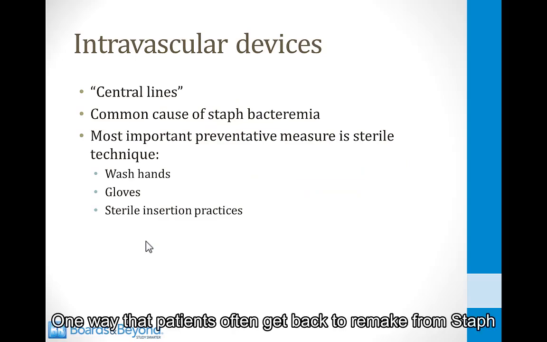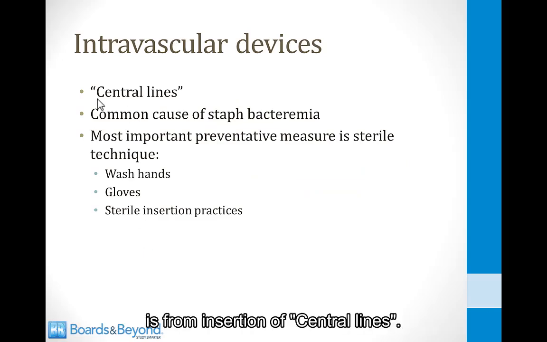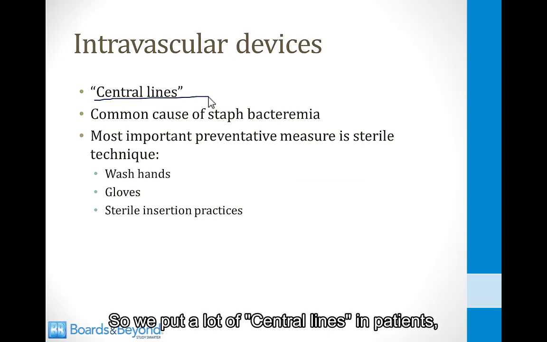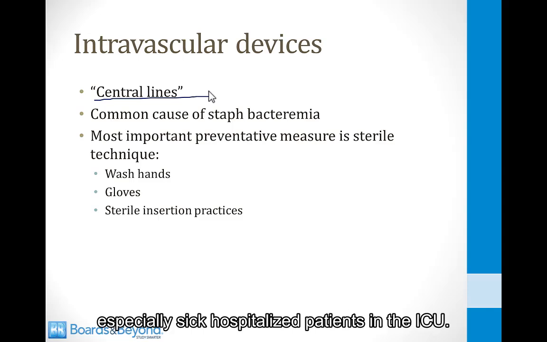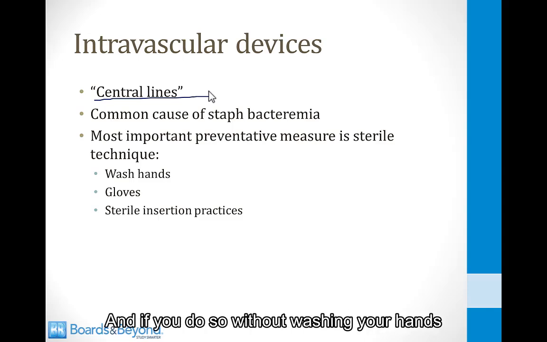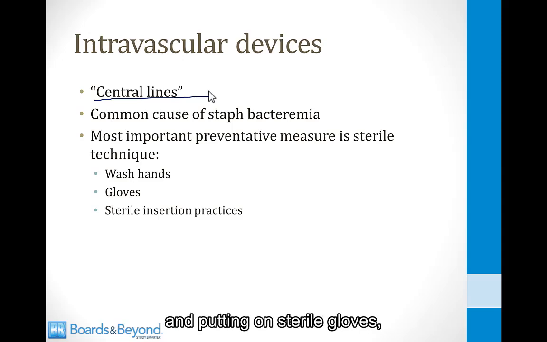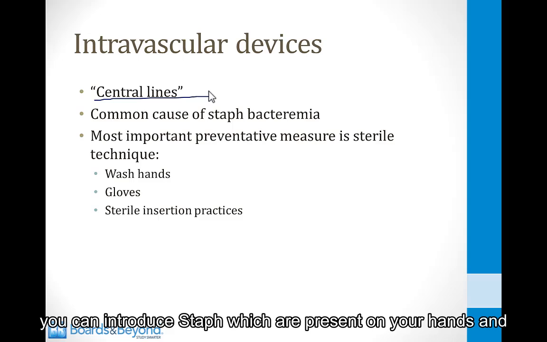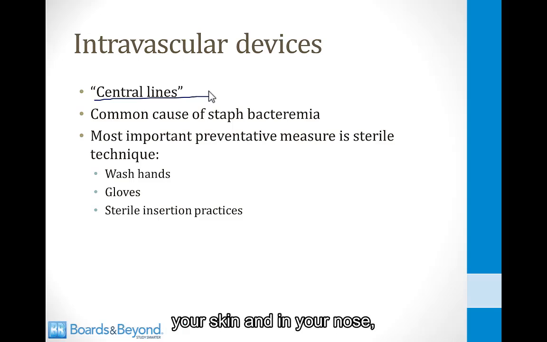One way that patients often get bacteremic from staph is from insertion of central lines. So we put a lot of central lines in patients, especially sick hospitalized patients in the ICU. And if you do so without washing your hands and putting on sterile gloves, you can introduce staph, which are present on your hands and your skin and in your nose, into the bloodstream of the patient. The most important way to prevent this is to use good sterile technique.